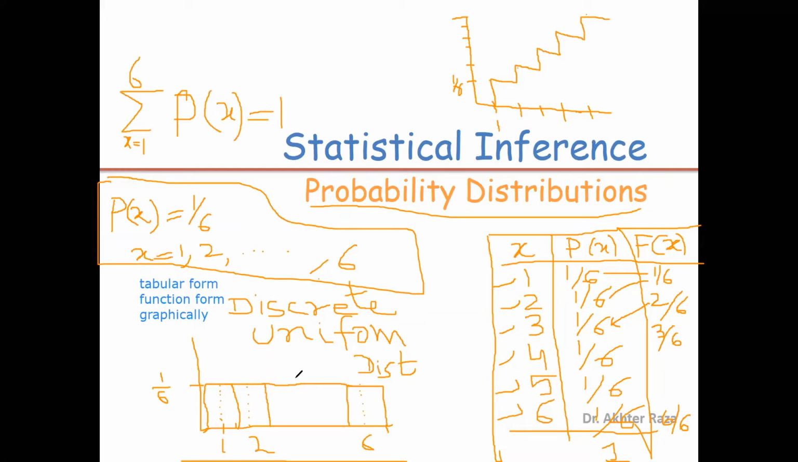But if your distribution is not rectangular, then each bar has a different height, and somewhere it is a positive skewed distribution, sometimes it is a normal distribution, sometimes it is a negative skewed distribution. So it depends on the probabilities we have in the situation. But in case of a discrete uniform distribution, the height of each bar is constant, and we always have a rectangle over there.